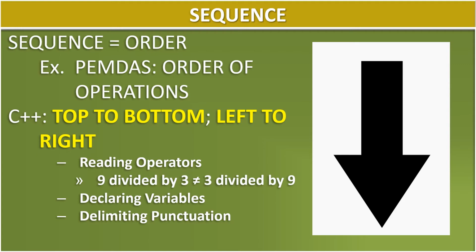It's also important for declaring variables. You need to declare variables before you use them. If you declare variables after you use them, the computer is not going to know about the variable, because it hasn't gotten to that point yet.